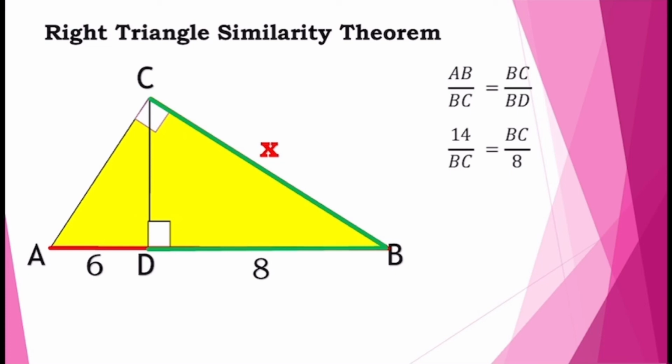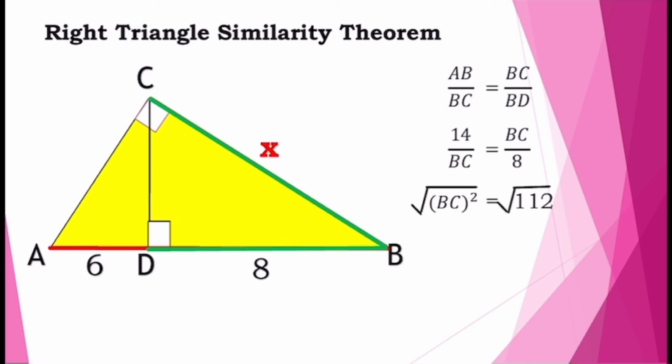Again, let's apply the fundamental rule of proportion. For this, 14 times 8 is 112, and BC times BC is BC squared. After this, let's extract the square root so that we can find the value of BC.